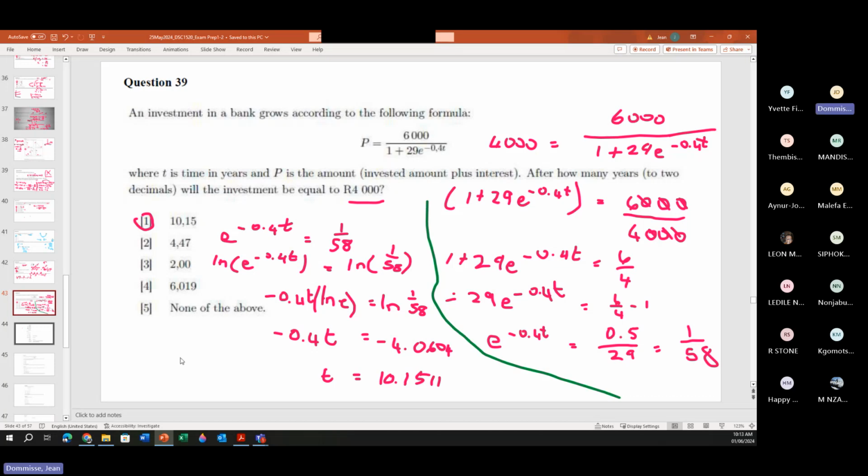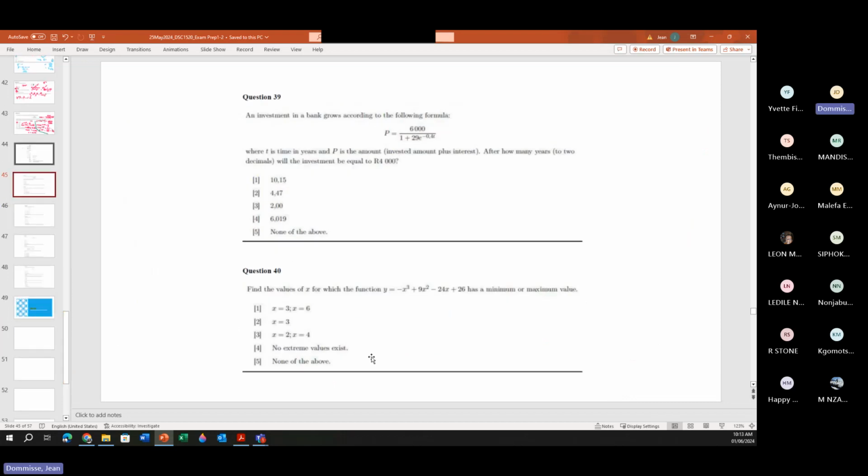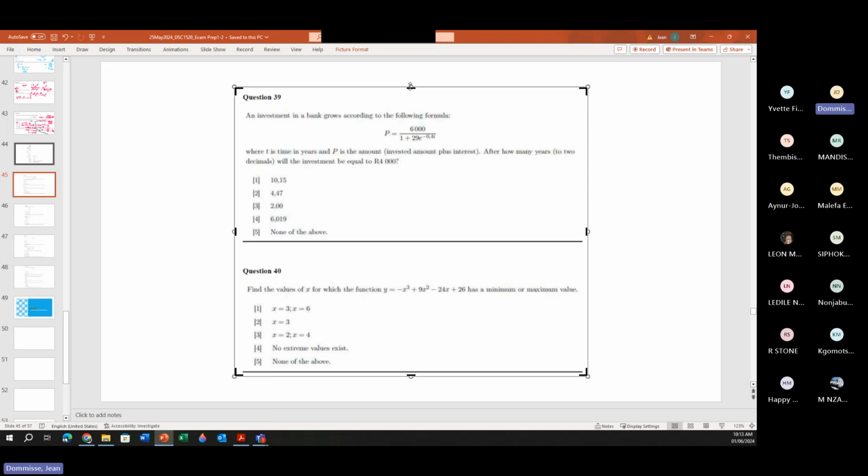Okay, so let's go to the next one. The next one we look at again is minimum and maximum values, I think.